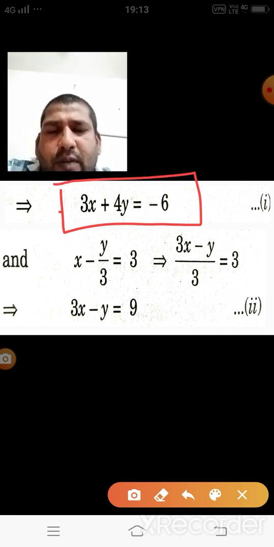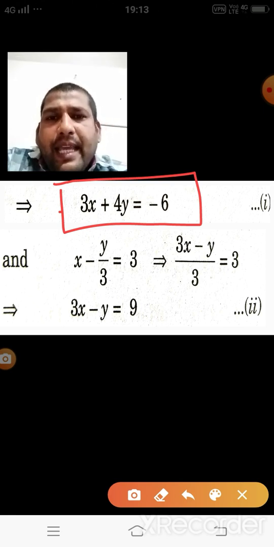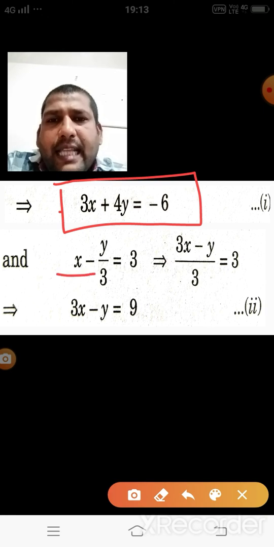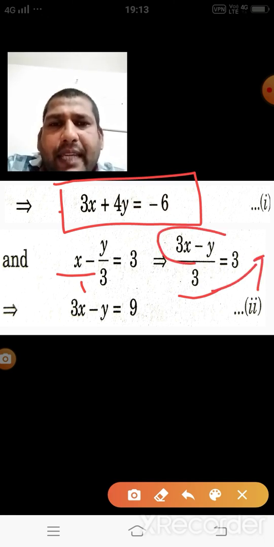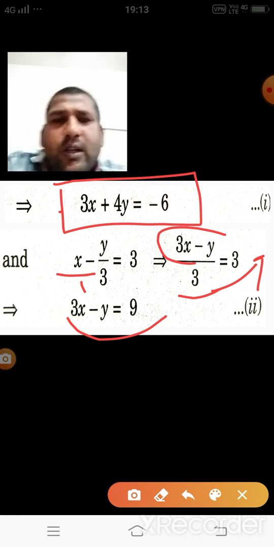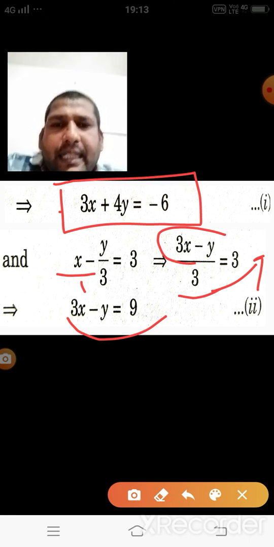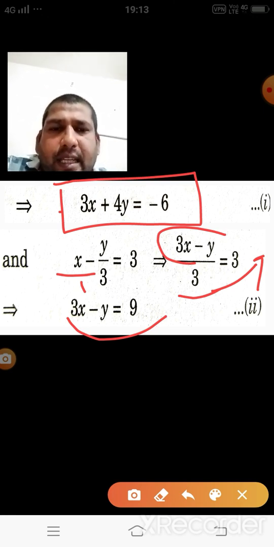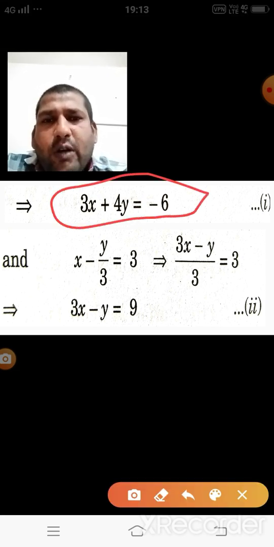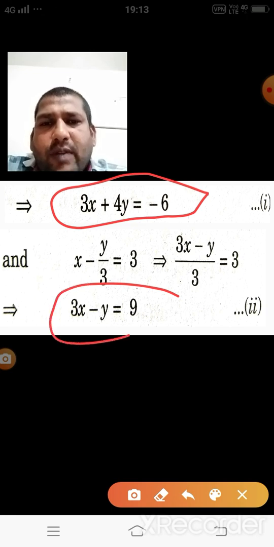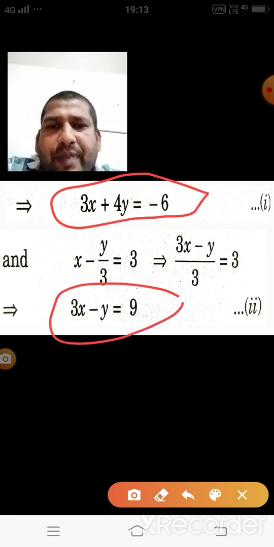In the second equation, x minus y upon 3 equal to 3 is given to you. If you take the LCM, 3 is the LCM here, and 3 into x is 3x minus y, and on cross multiplying we get 3x minus y equal to 9. So these two equations are: the first is 3x plus 4y equal to -6, and the second is 3x minus y equal to 9.